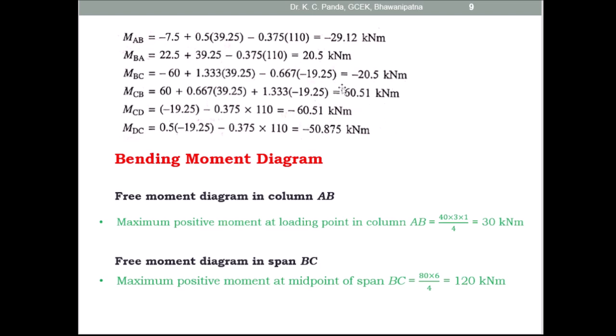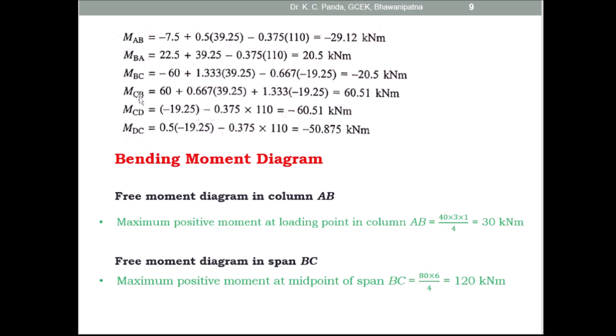Then MCB is equal to 60 plus 0.667 into 39.25 plus 1.333 into minus 19.25, which is equal to 60.51 kilonewton meter. Then MCD is equal to minus 19.25 minus 0.375 into 110, which is equal to minus 60.51 kilonewton meter. And MDC is equal to 0.5 into minus 19.25 minus 0.375 into 110, which is equal to minus 50.875 kilonewton meter. So here you see, at joint C the sum of the moments should be 0.